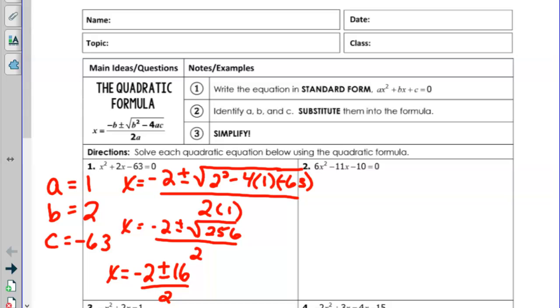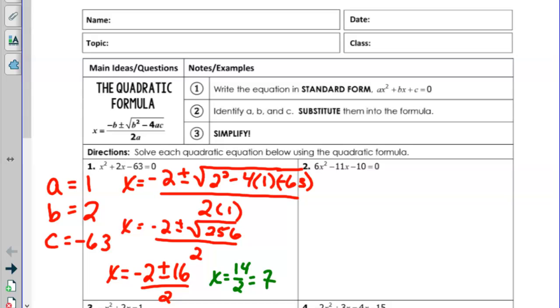And here's where the plus or minus breaks apart. So you have two equations there. You have negative 2 plus 16. Well, what is negative 2 plus 16? So we have 14 divided by 2. What is 14 divided by 2?